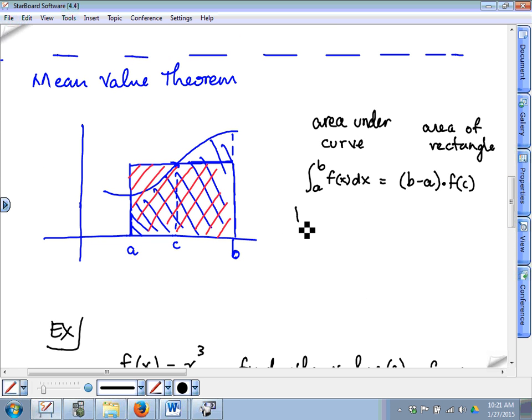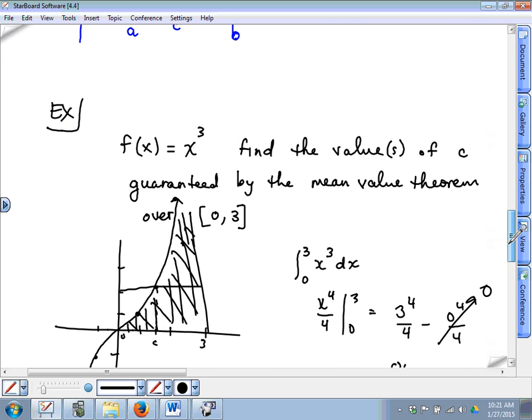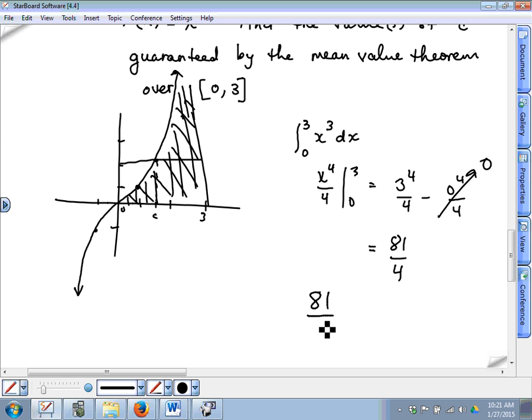Now let's use the actual theorem. This is the mean value theorem for integrals. Didn't we already figure this out? Yeah, this is 81 fourths. And what's b minus a? 3 minus 0, which is 3. So 81 fourths is equal to 3 times f of c.